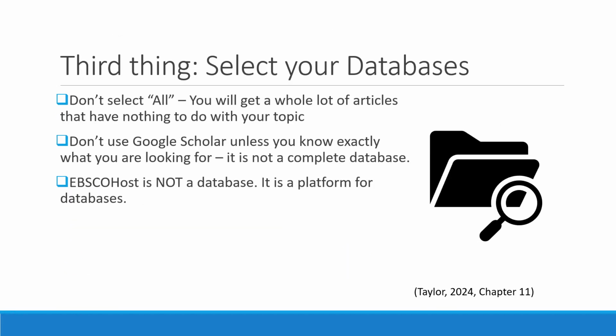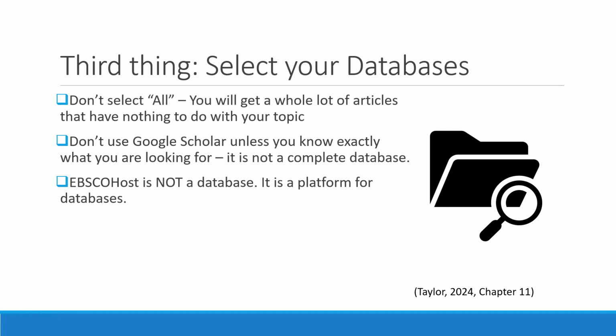The next thing you're going to do is select your databases. The last thing you want to do is select all the databases that the library has available to you. You're going to get a whole lot of stuff that has nothing to do with your topic. You'll get a whole lot of duplicates. You really want to search one database at a time. If you're doing a keyword search, I'll allow 2 or 3 at a time, but honestly, you will get a better result if you're searching just a few at a time.